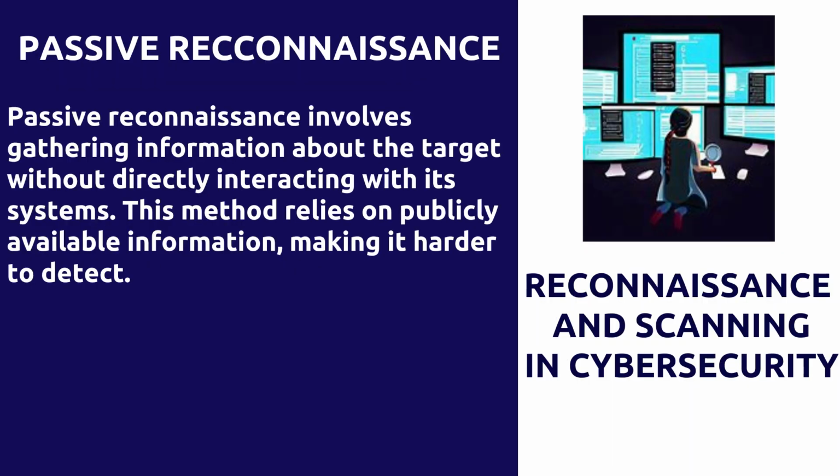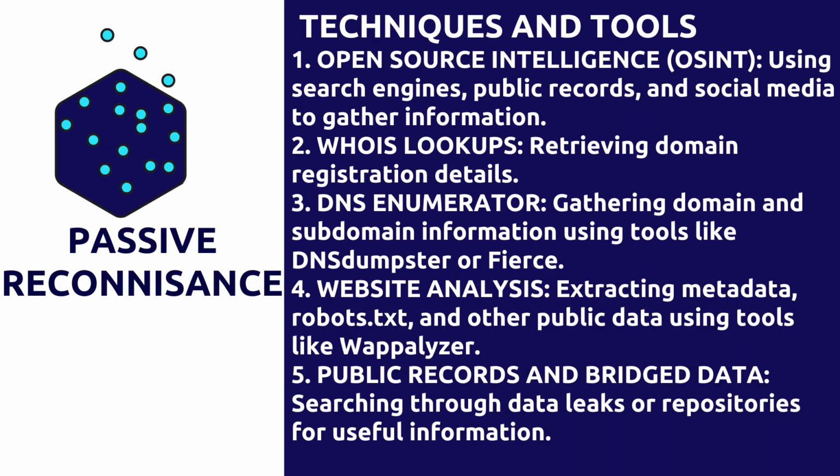Then what is passive reconnaissance? This reconnaissance involves gathering information about the target without directly interacting with its system. This method relies on publicly available information, making it harder to detect. What are the tools and techniques used? Firstly, we have OSINT, which is open source intelligence, which involves using search engines, public records, and social media to gather information. We have WHOIS lookup, which is used for retrieving domain registration details.